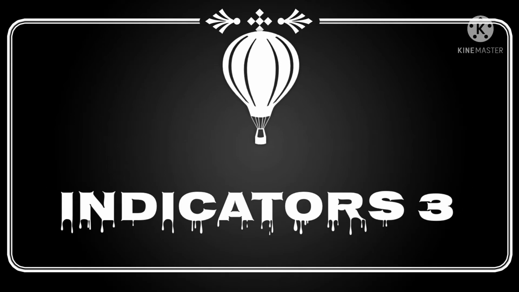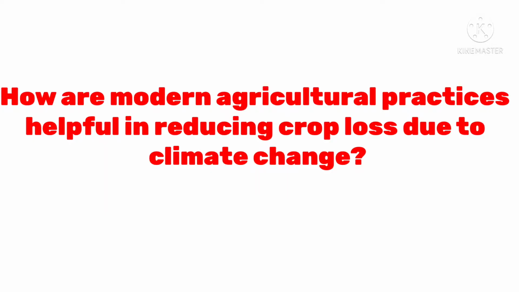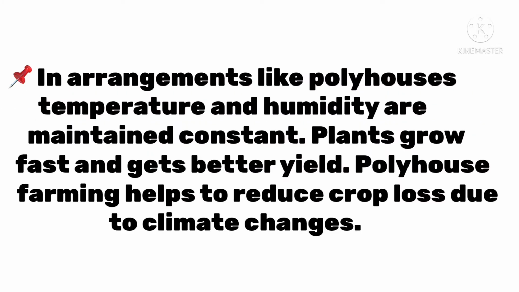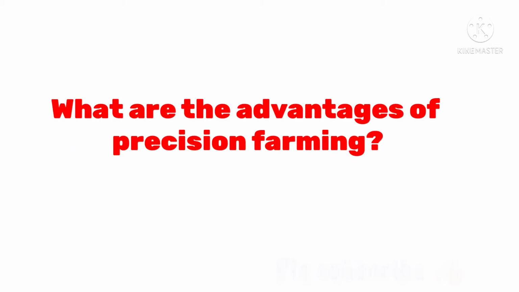Questions 3. How are modern agricultural practices helpful in reducing crop loss due to climate change? In arrangements like polyhouses, temperature and humidity are maintained constant. Plants grow fast and get better yield. Polyhouse farming helps to reduce crop loss due to climate changes.